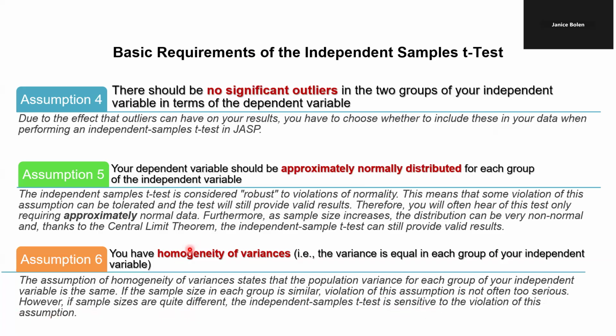Hence, we need to test for homogeneity of variances by using Levene's test for equality of variances. Now, the question would be, what do we have to do when we have violated the assumption of homogeneity of variances? We're going to show that in our demonstration later on on how to run an independent samples t-test using JASP.